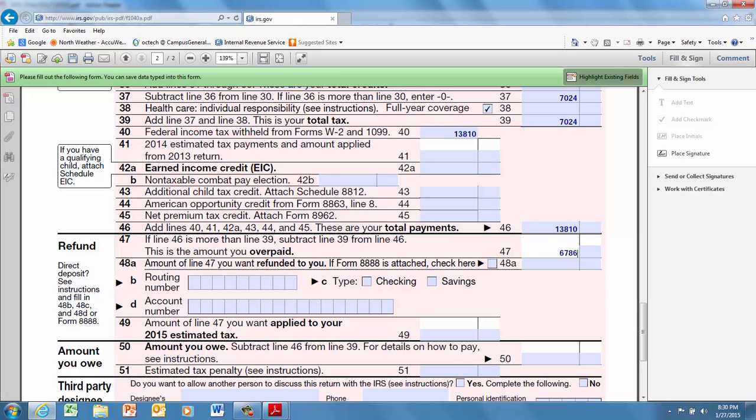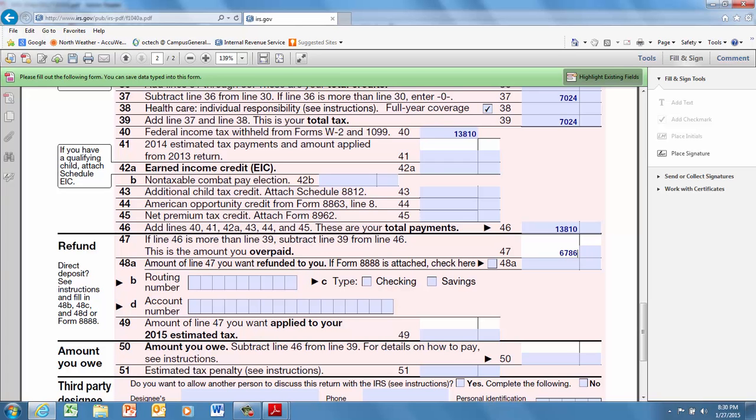So this is the amount that you overpaid. You had 13,810 taken out of your check and sent to the IRS under your name, but your tax liability is only 7,024. So you overpaid by 6,786. Line 48A. Amount of line 47 you want refunded to you. Well, that seems funny now, doesn't it? Of course, I want all of it refunded to me.